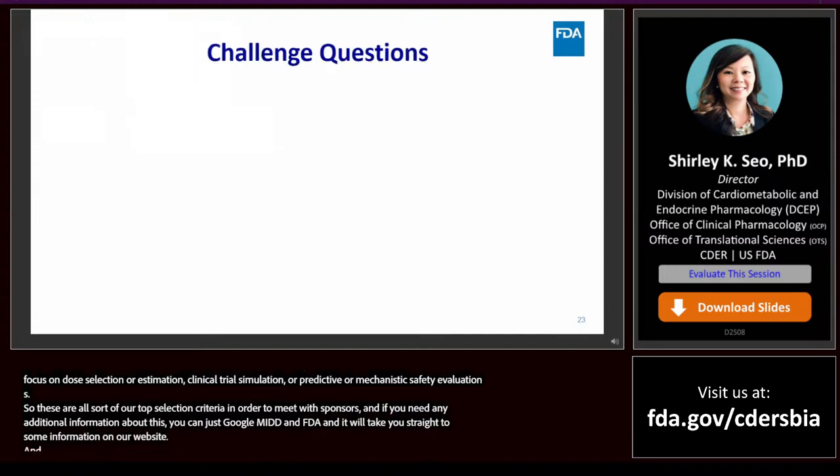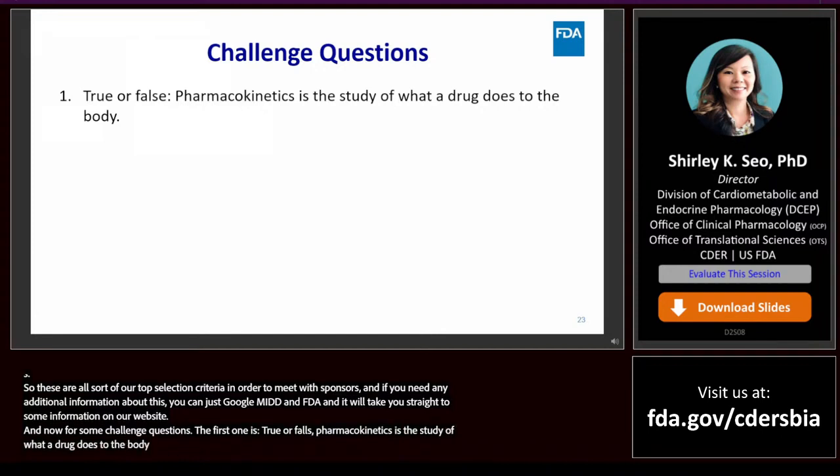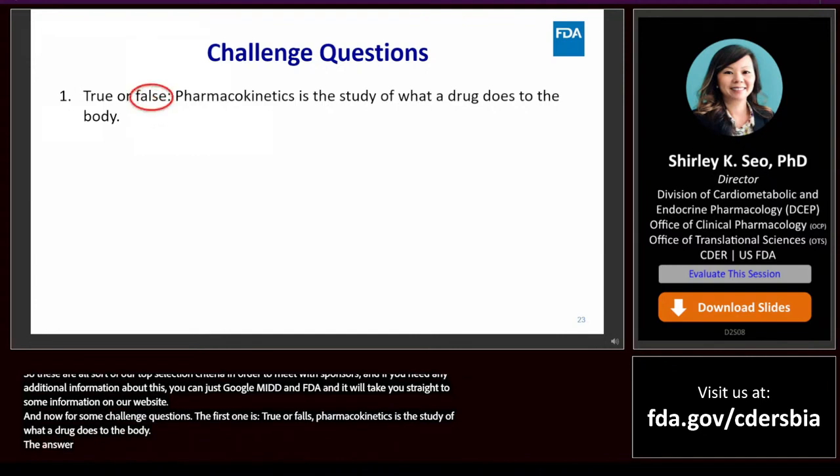And now for some challenge questions. The first one is, true or false? Pharmacokinetics is the study of what a drug does to the body. The answer is false. Pharmacokinetics is the study of what the body does to a drug.